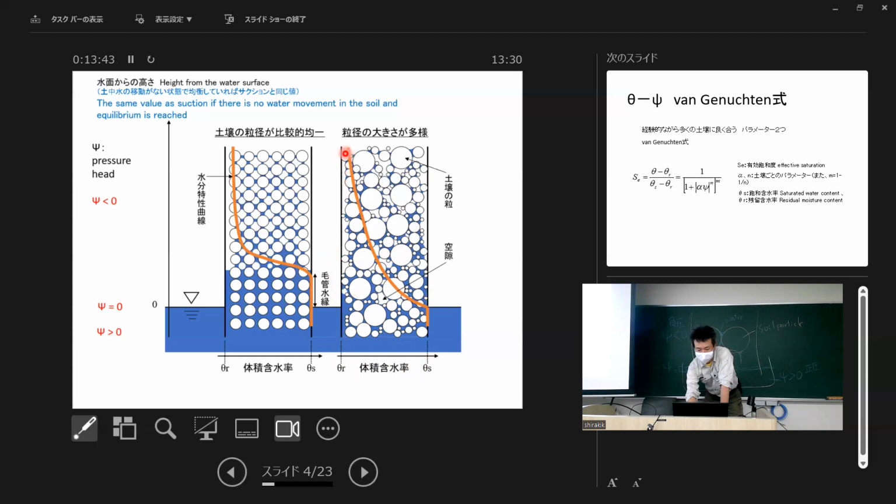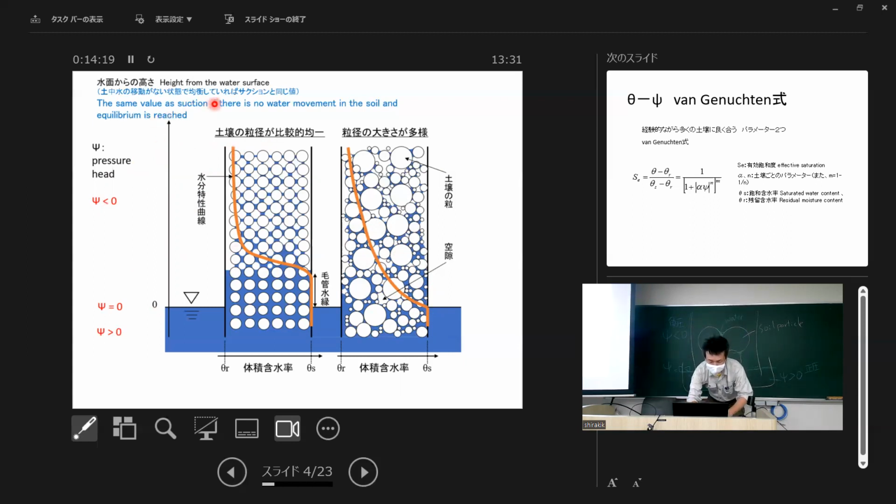So this red line is the soil moisture characteristic curve. So you can see the lower theta when the psi is high. Negative psi value is high. That means the height from the water surface is high. That is called high suction.